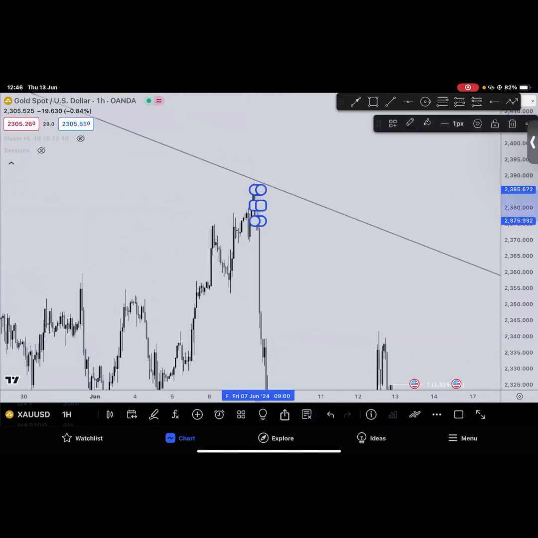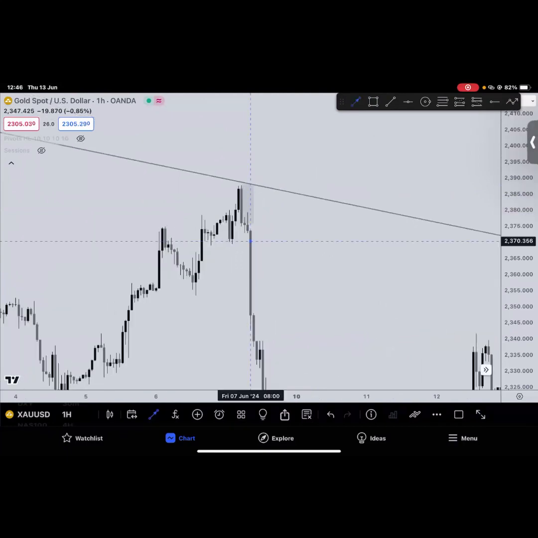So this is the bearish engulfing here. You can see it's engulfed. Why is it an engulfing? It's engulfed the previous candle. It's bigger than the previous candle. The previous candle is a buy candle. The engulfing candle is a sell candle.